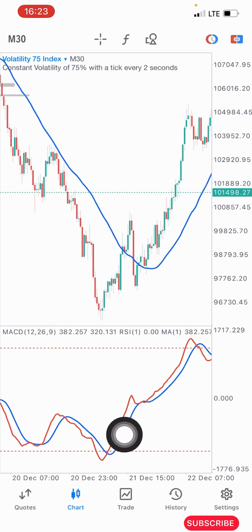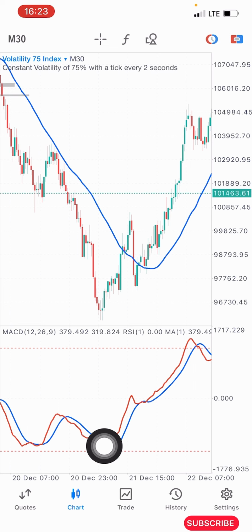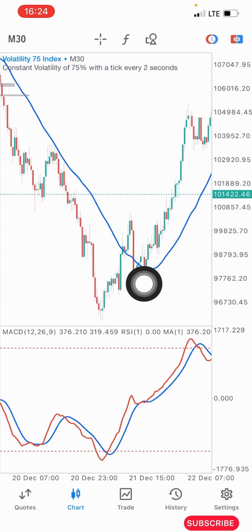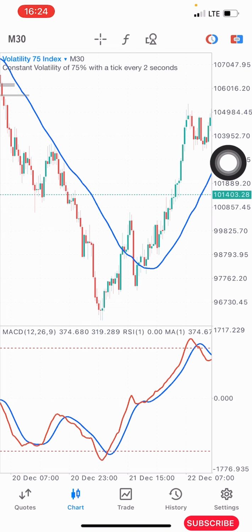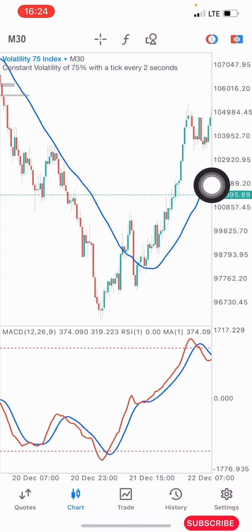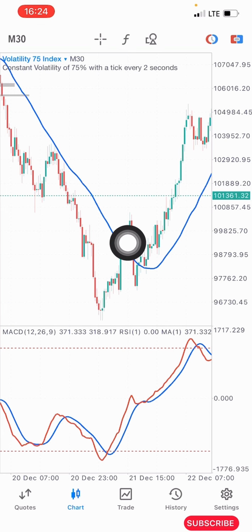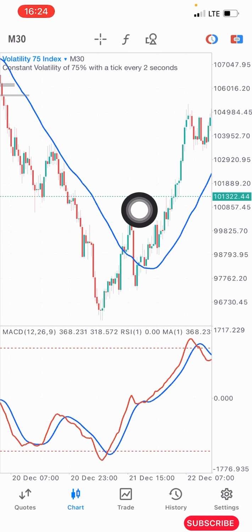All right, so what is expected now is for price to start buying to the upside, right? Now you have gotten the signal from our indicator window here. Now you need the final confirmation on the main chart before going in for your entry. All right, so now price broke above our blue line, right?